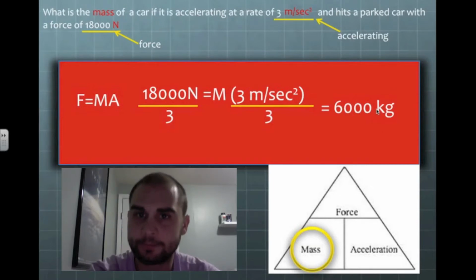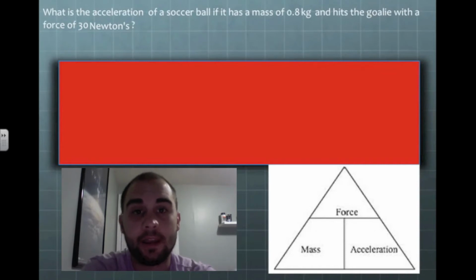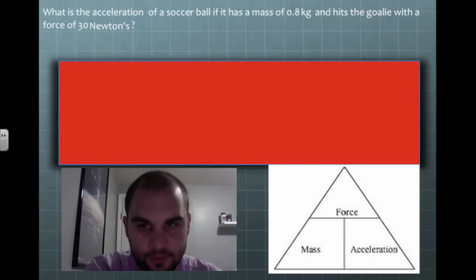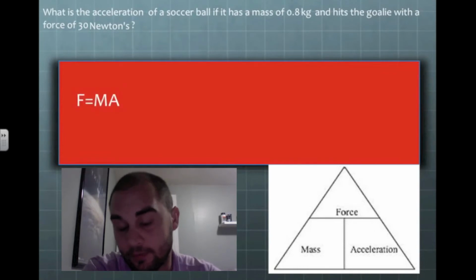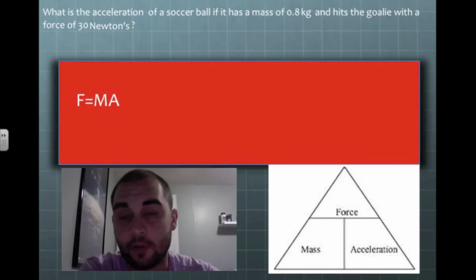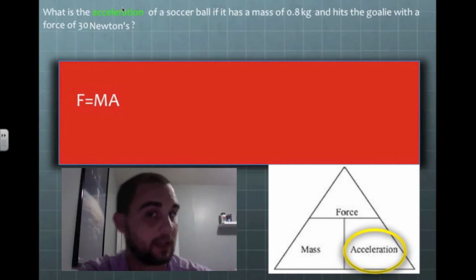Let's do one more. What is the acceleration of a soccer ball if it has a mass of 0.8 kilograms and hits a goalie with a force of 30 newtons? Alright, let's look at this. We're going to write the formula down first. Force equals mass times acceleration. And we're solving for acceleration. Okay? What is the acceleration? It tells us right there at the very beginning of the question.